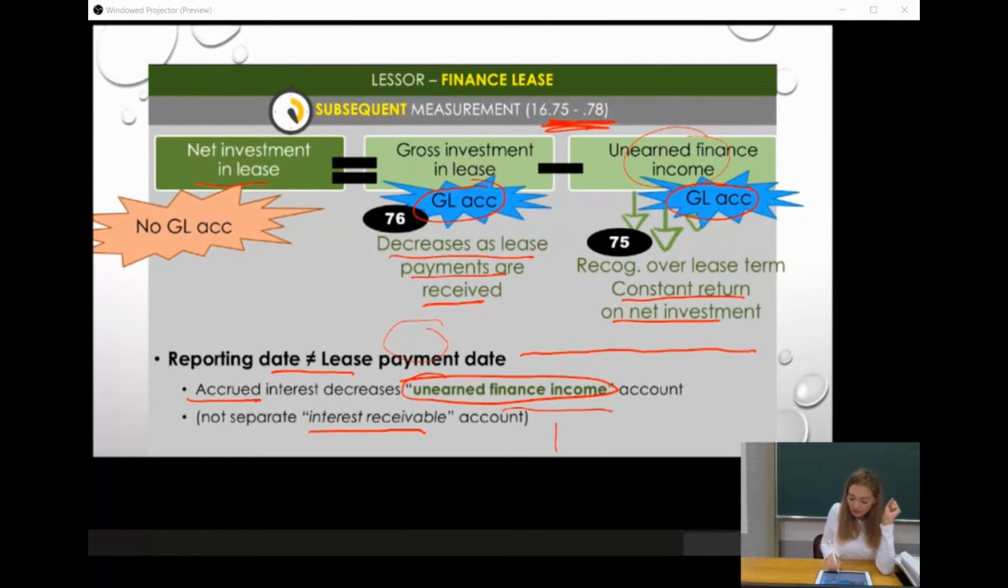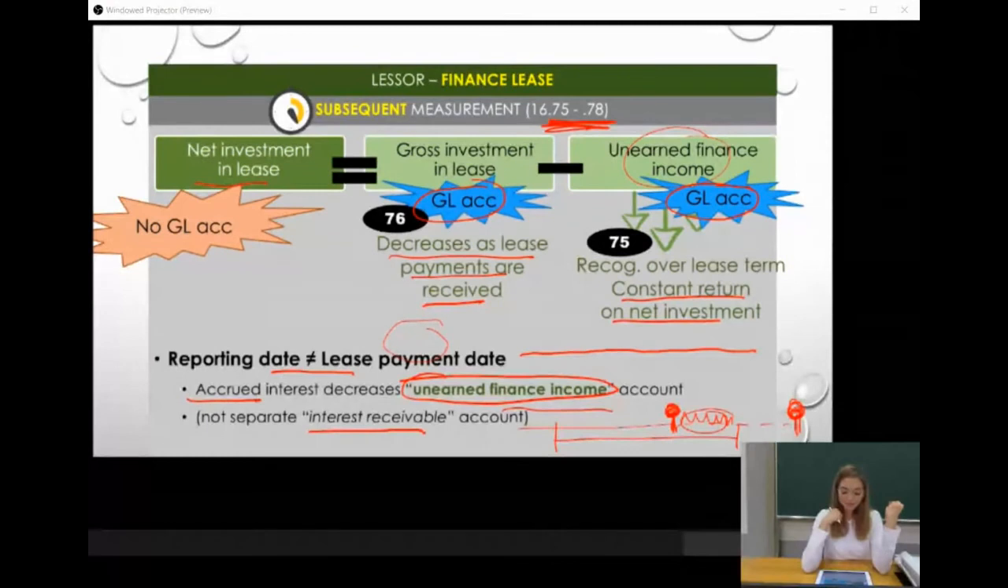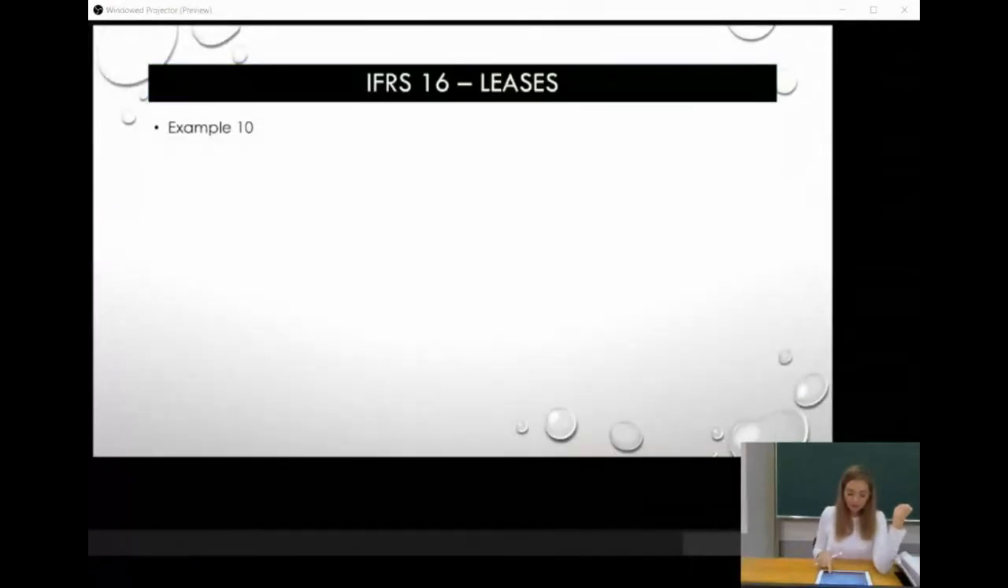So if this was my financial year and my lease year, the last lease payment I received was over here. That means I'm only going to receive my next lease payment over here, but some of the interest for this period I've already earned. Therefore, that portion of the interest must be released to finance income and taken out of unearned finance income. We'll see that this is exactly what happens in class example 10. So if we go to class example 10, we will see how that works.